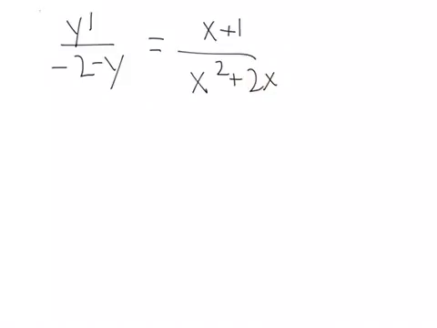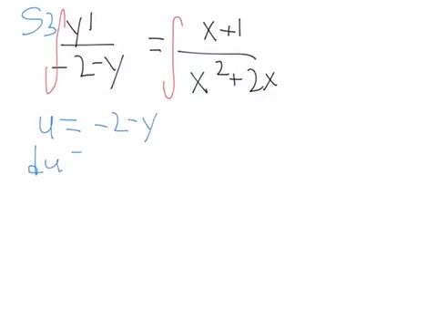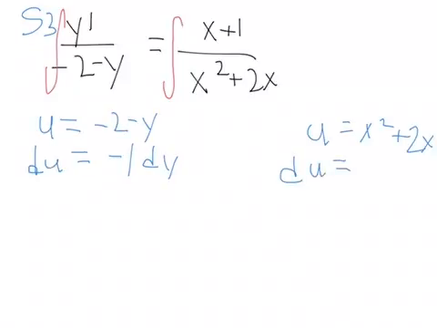So now I'm going to begin step 3. And step 3 consists of taking the integrations of both the left side and the right side. So how we're going to do that is we're going to do a u substitution for both sides. For the left side, we're going to go ahead and set u equal to negative 2 minus y. Find the derivative of that, which will give us negative 1 dy. And now for the right side, we're going to set u equal to x squared plus 2x, and the derivative of that is going to give us 2x plus 2.